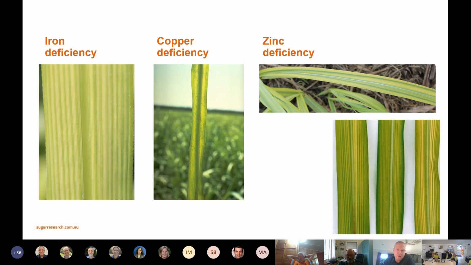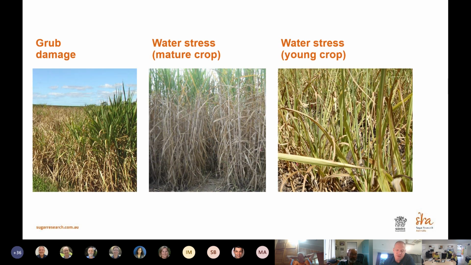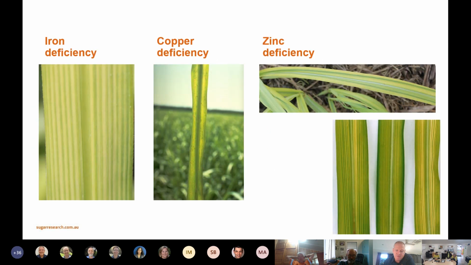And so I won't go through every nutrient, but I guess the key points for nutrients are that they'll differ in terms of where they occur in the canopy. So some will occur in the bottom of the canopy first and others at the top. And the symptoms will be different to YCS as well. But again, going to the SRA website and looking at that nutrition manual is the best place to find that information.